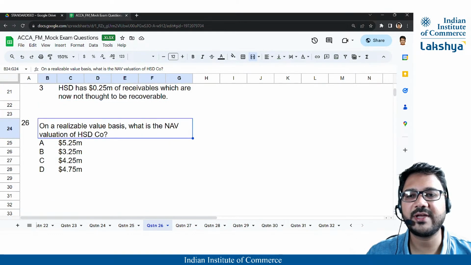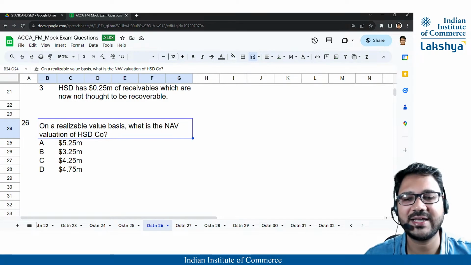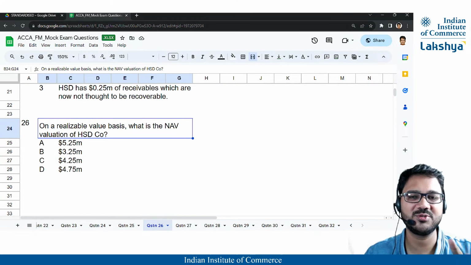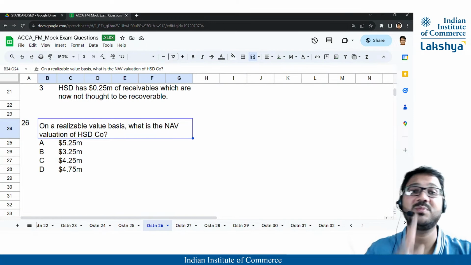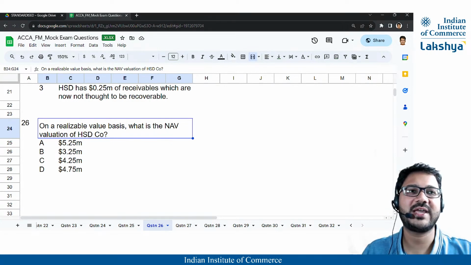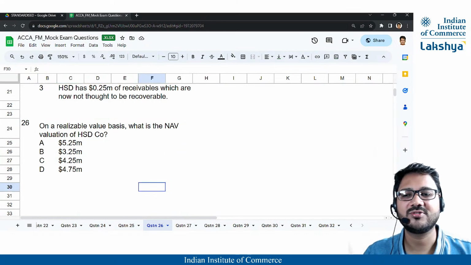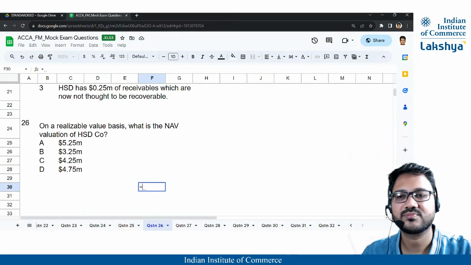On a realizable value basis, what is the net asset value? NAV stands for net asset value. Sometimes you just read N and V and you think NPV. It is NAV, that is net asset value. Net asset value, just add up all the assets and reduce all liabilities. So let's do that.